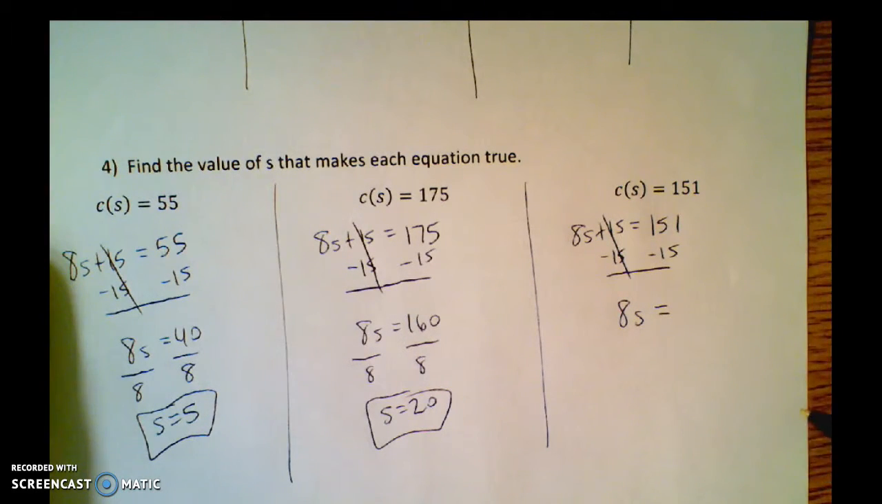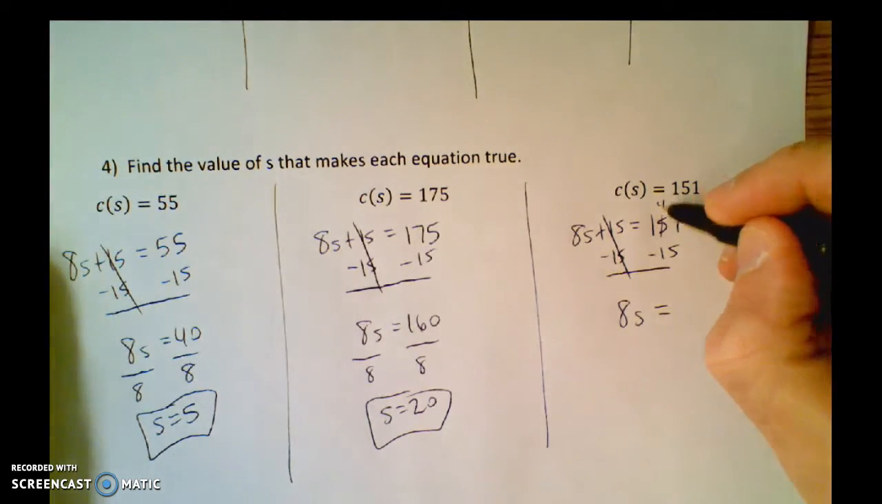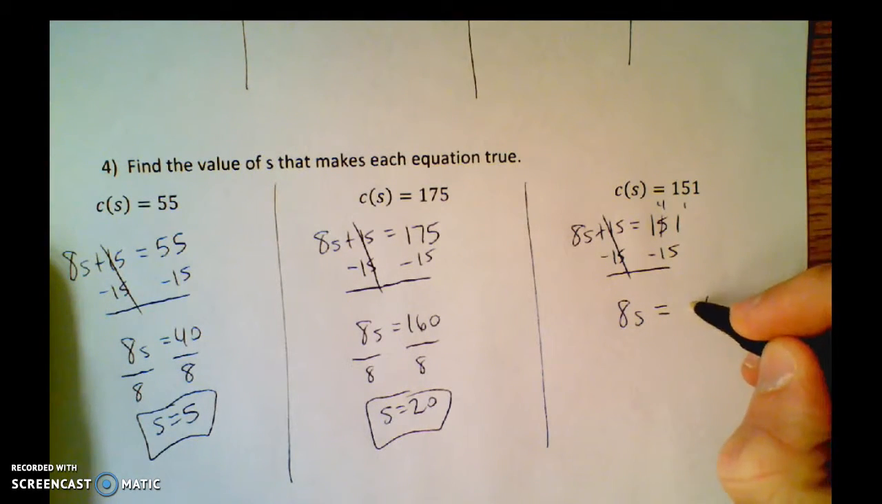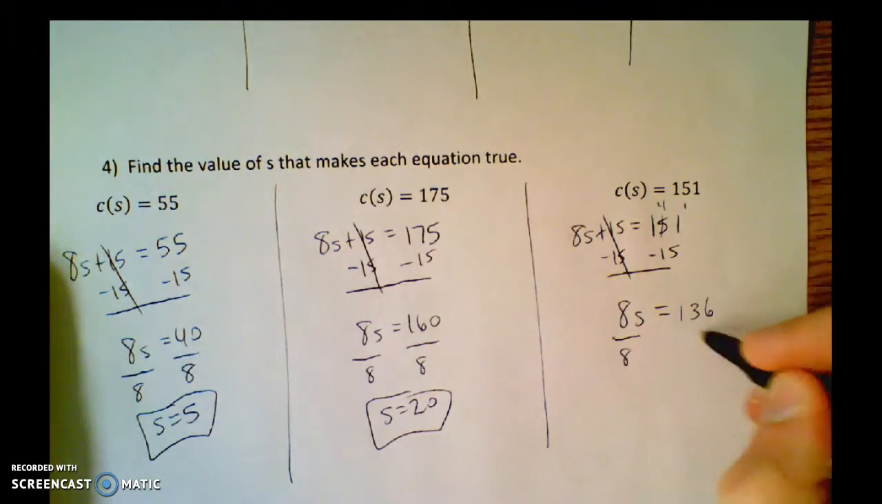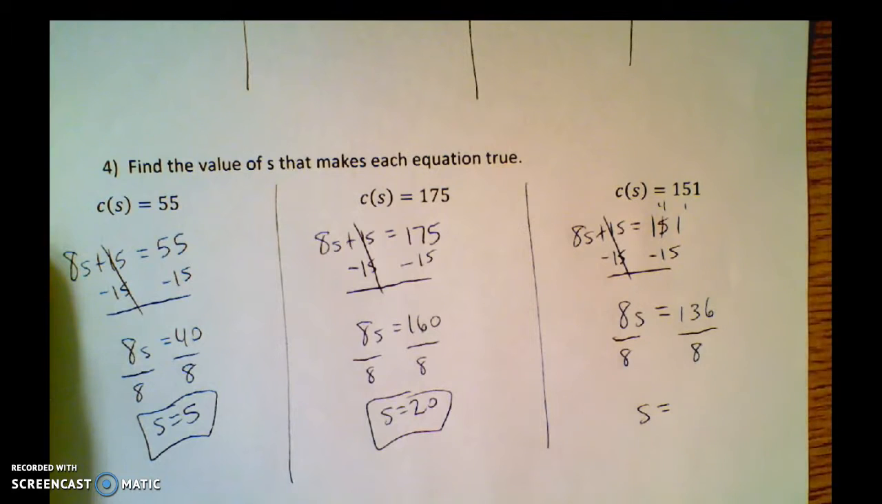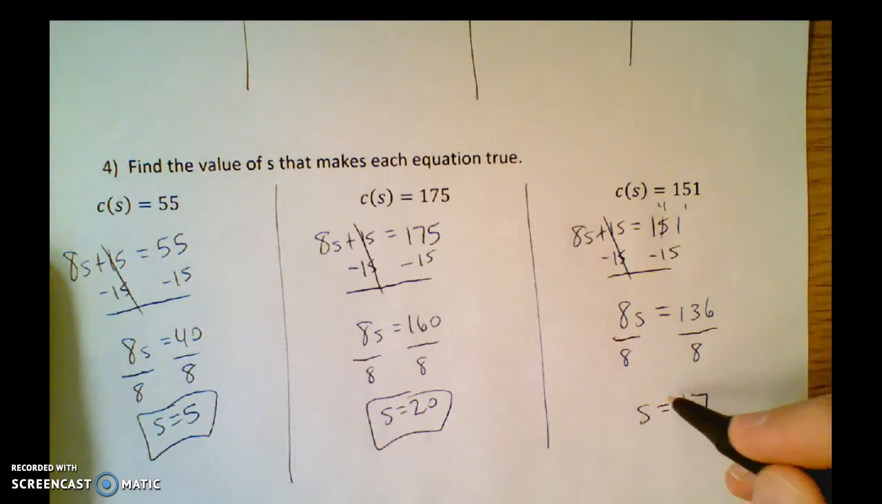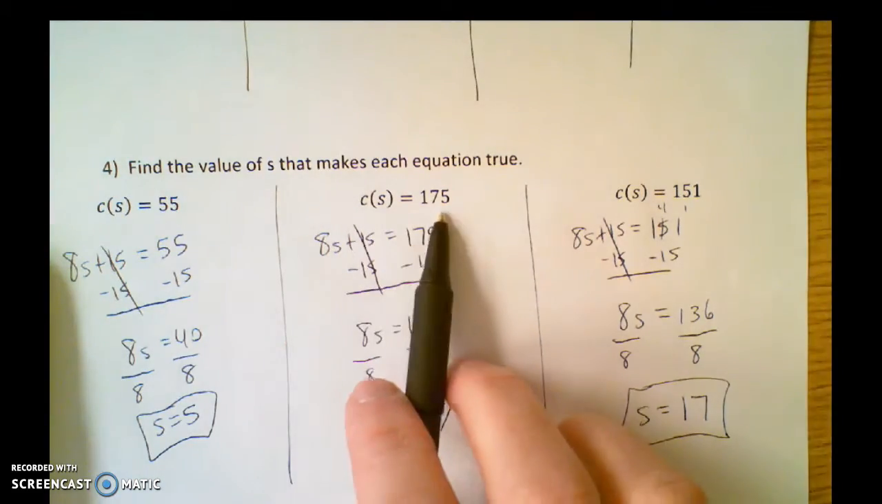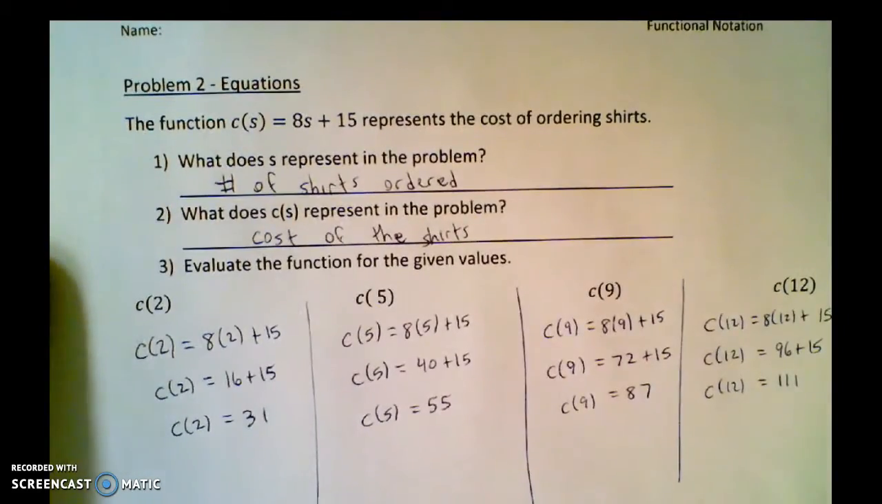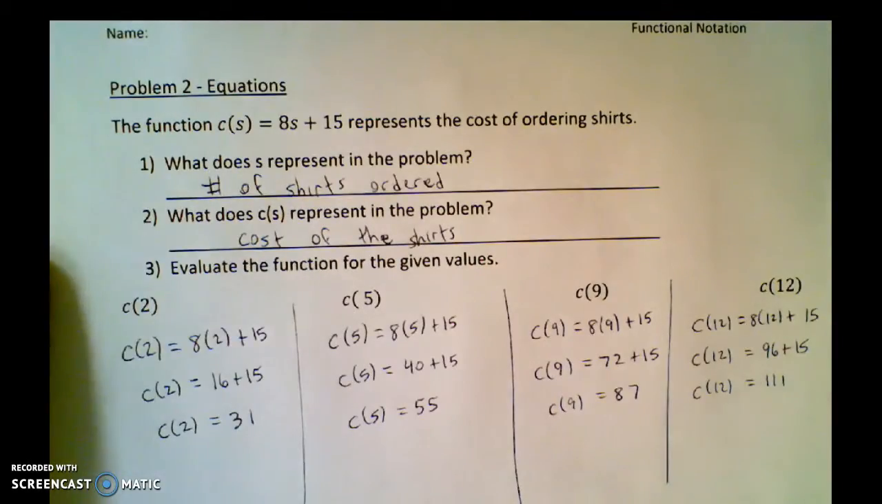So then you subtract 151 minus 15. So borrowing, I get 136. And then dividing by 8, s equals 17. So 17 shirts cost $151. So when you're looking for the input, you set the equation equal to what the output is. And when you have the input, you just plug it in and solve. Those are the two types of problems with equations.